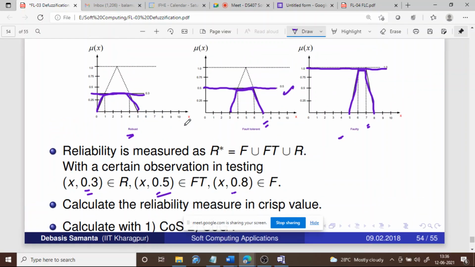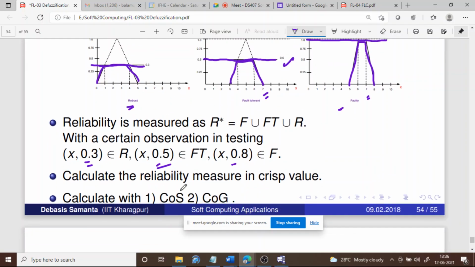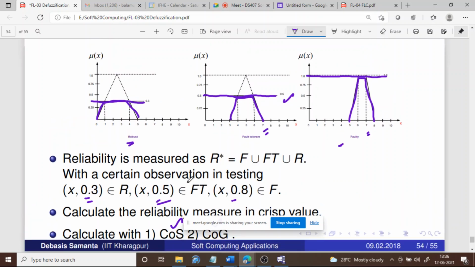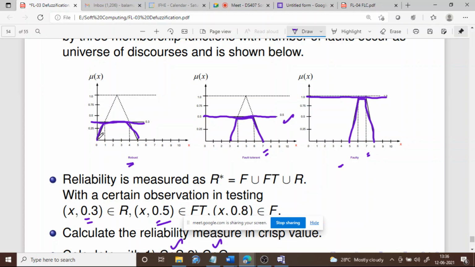Now we want to convert this to a crisp value, so we are asked to convert using the COS technique and the COG technique. If you apply the center of sum technique, you have to find the area of this trapezoid first and find its middle point. The middle point of this is 2.5, and we call this area A1. Then this is also a trapezoid. Find the area of this trapezoid, and the middle point is 5.